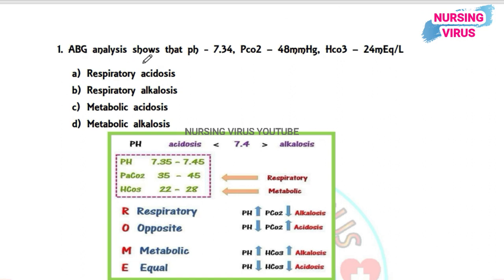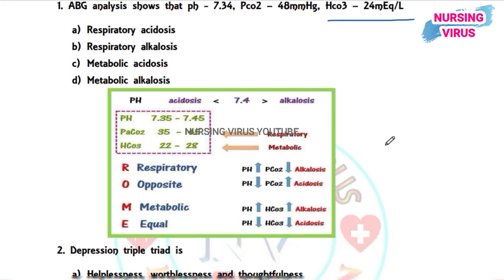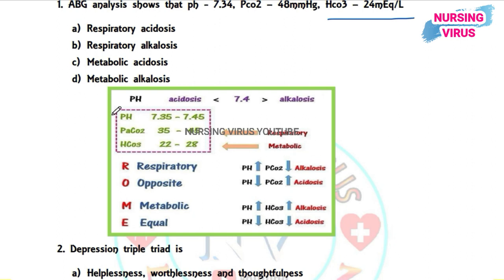the ABG analysis shows that the pH value is 7.34, PCO2 48 mm of Hg and bicarbonate value 24 milliequivalent per liter. The 4 options: respiratory acidosis, respiratory alkalosis, metabolic acidosis and metabolic alkalosis. For this question we should know the shortcut, that is ROME, respiratory opposite and metabolic equal. The normal pH value is 7.35 to 7.45.